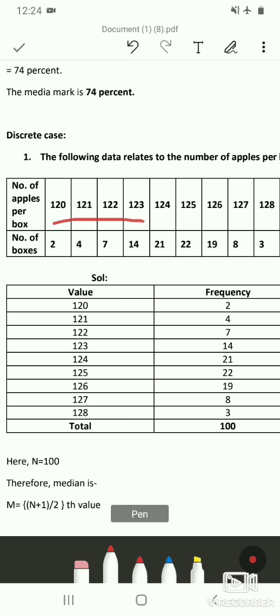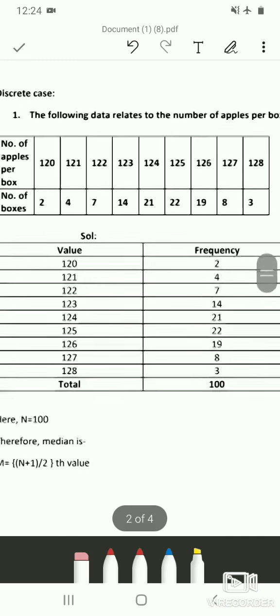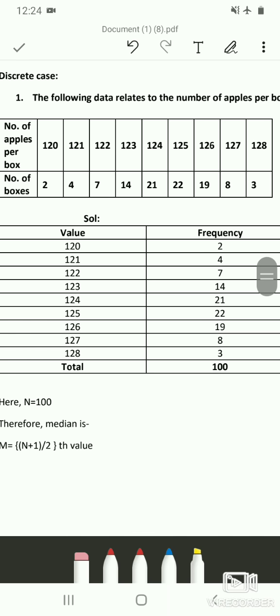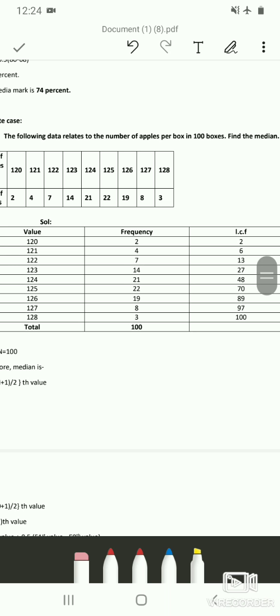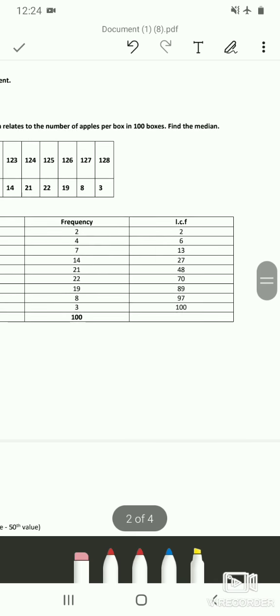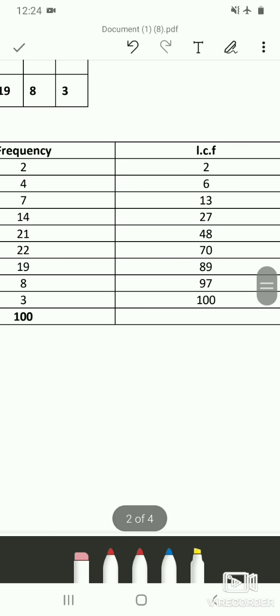You can see the data is already arranged, that is 120, 121 up to 128, and the number of boxes is its corresponding frequency. Since the data is already arranged, the first step is to find the LCF. We saw in the frequency distribution class how to calculate less than cumulative frequency, so I'll just quickly revise. Frequency will be given.